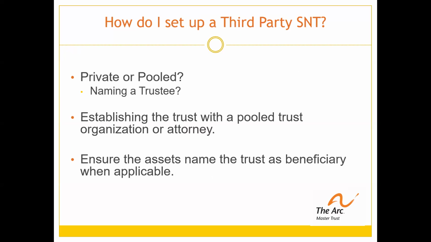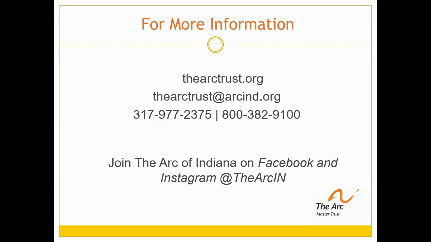If you think you have the answers to those questions or answered enough to feel that you're ready to get started, then it's time to establish the trust. To start establishing a special needs trust, you can choose to set one up privately with the aid of an attorney. And if you do, you would also need to name the trustee. If you choose a pooled trust organization, the trustee would be that nonprofit organization. The attorney or organization will be able to assist you in ensuring that you have the language in your will or estate that names the trust, or if you are including a policy, that you have the correct language to name the trust as the beneficiary.